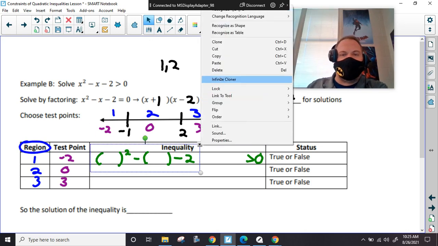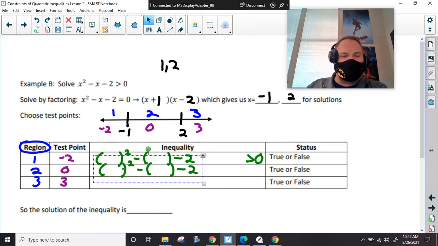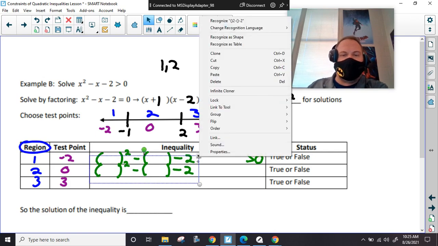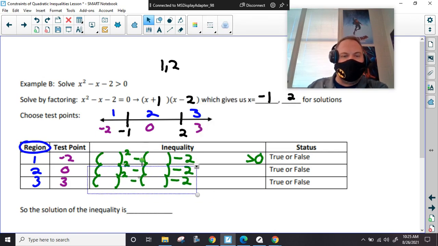So, just on your paper, hit Control D on your paper and just clone this so you don't have to write it over and over like I did.